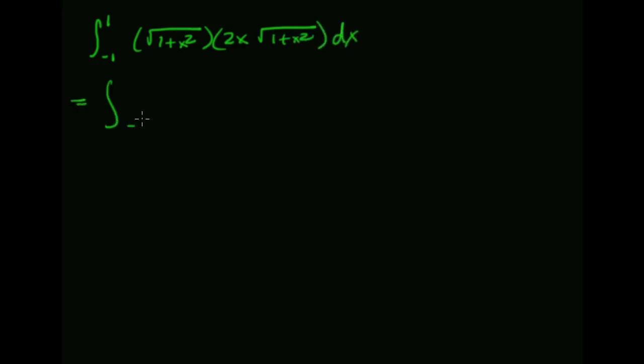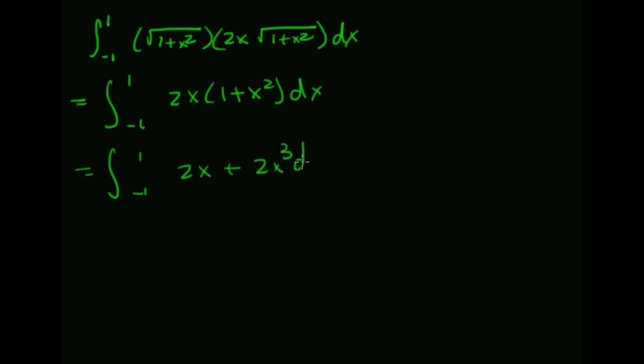In problem number 5, we're using the standard inner product for continuous functions from -1 to 1 to show orthogonality. So the inner product here is going to be an integral from -1 to 1 of the product of the two functions. It's 1 plus x squared times 2x times the square root of 1 plus x squared dx. So this is just the integral from -1 to 1 of 2x times 1 plus x squared dx, which is the integral from -1 to 1 of 2x plus 2x cubed dx.